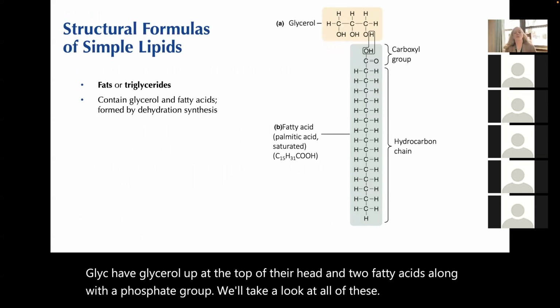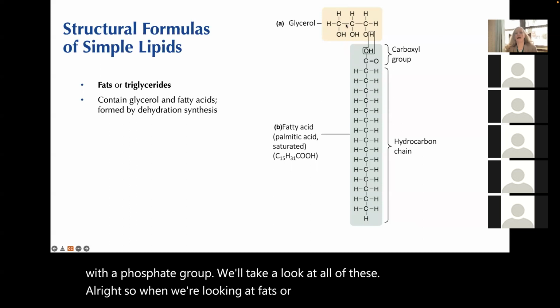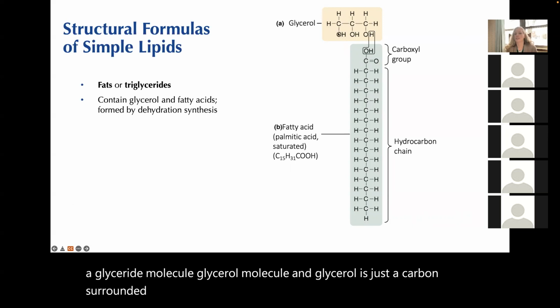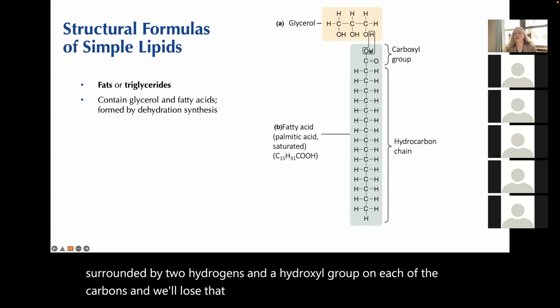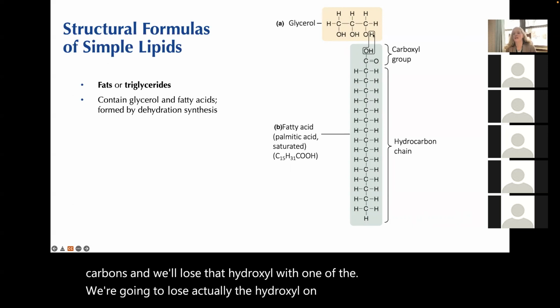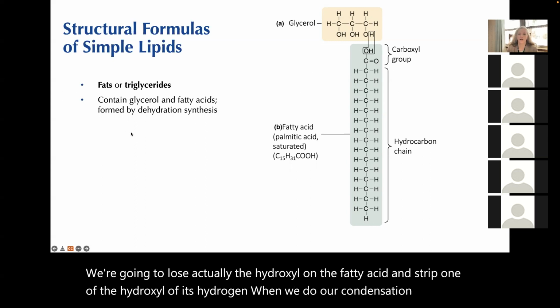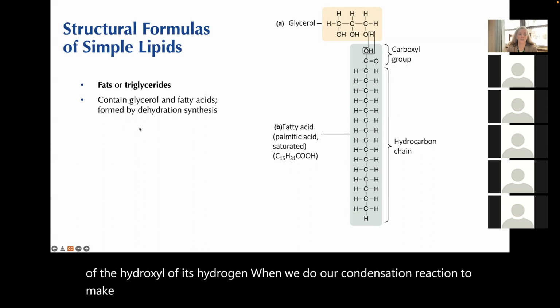All right, so when we're looking at fats or triglycerides, we're going to have a glycerol molecule. And glycerol is just a chain of carbons, each with 2 hydrogens and a hydroxyl group. And we'll lose the hydroxyl on the fatty acid and strip one of the hydroxyls of its hydrogen when we do our condensation reaction to make the triglyceride from the fatty acid and glycerol components.